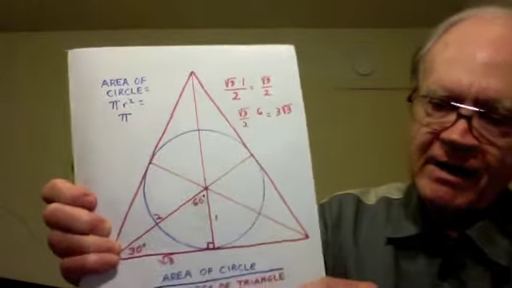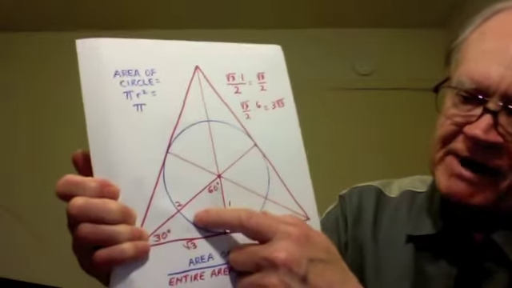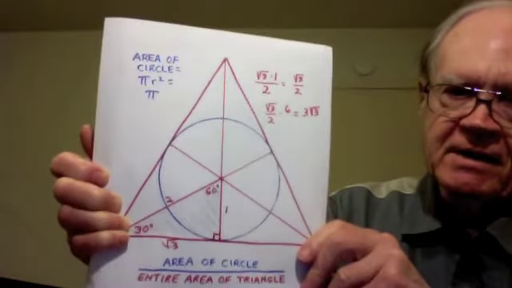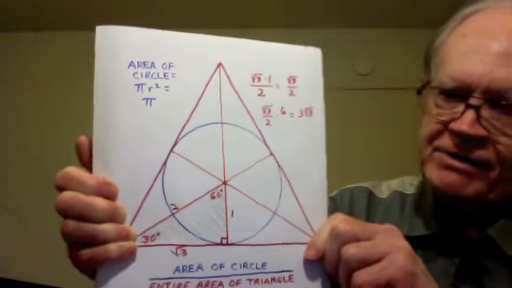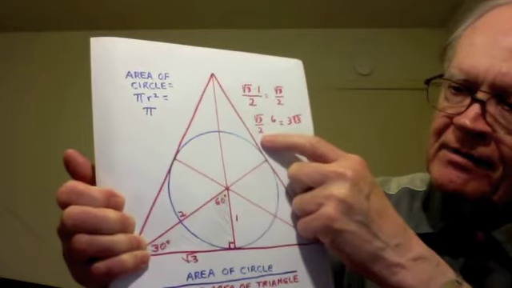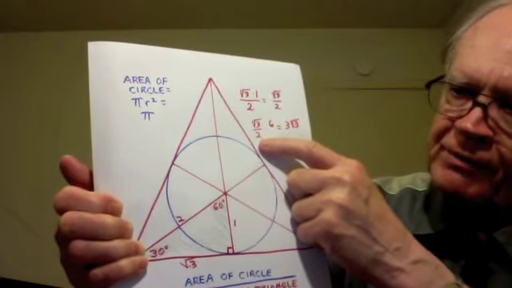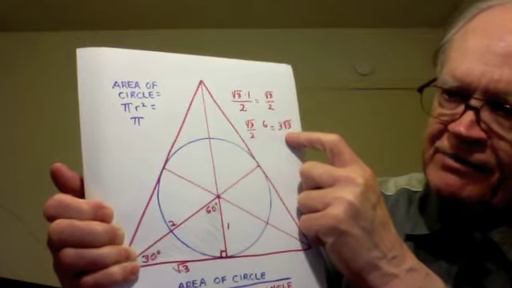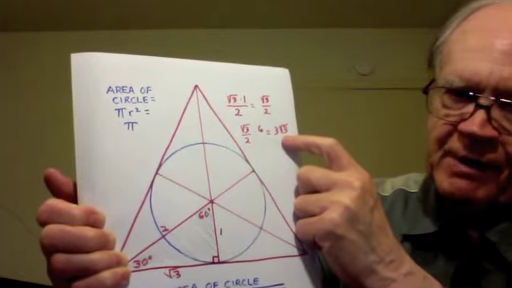Well, the entire triangle is made up of 6 triangles like this. 1, 2, 3, 4, 5, 6. They're all congruent to each other, and so I multiply the area of that one, which is root 3 over 2, times 6, which gives me the entire area of the triangle, 3 times the square root of 3.